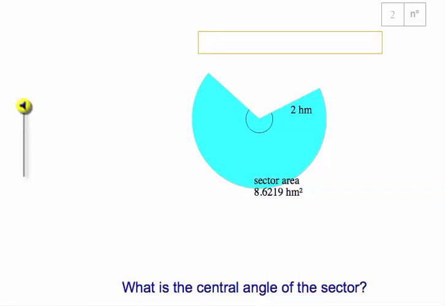In this case, we're being asked to find the central angle of the sector. And in this case, we're given the radius. We don't know the arc length, but we do know the sector area. Okay, so we know the area of the whole sector. We just don't know the central angle. All right, so let's go and solve that.